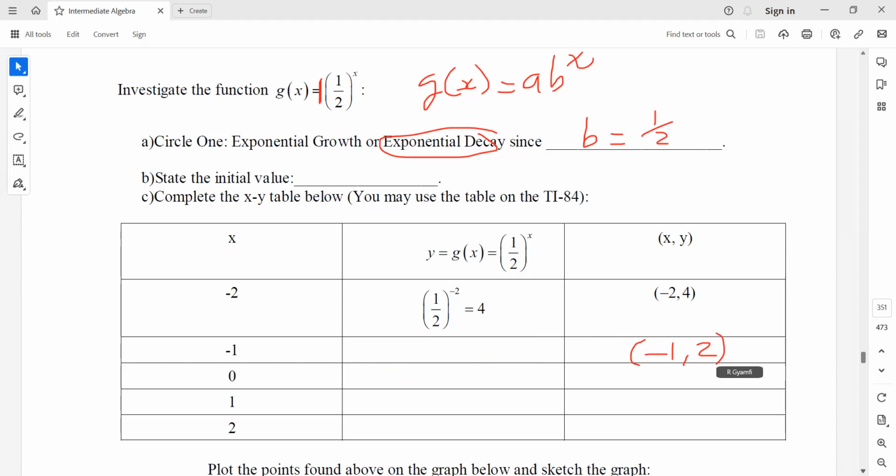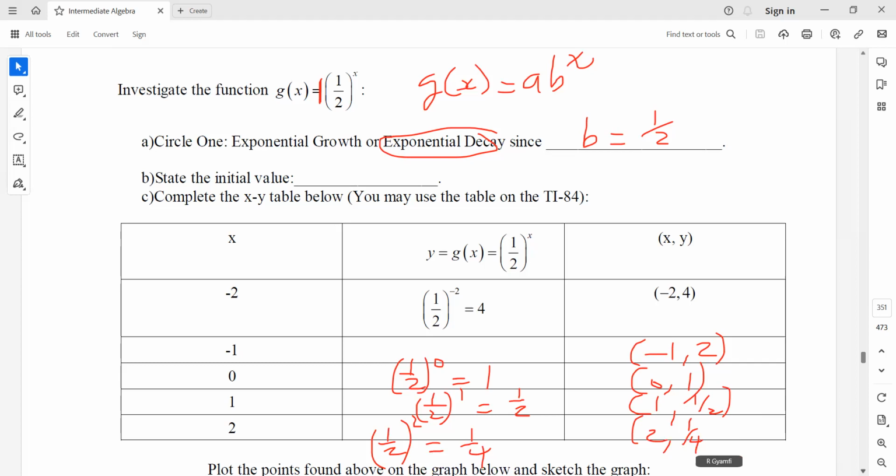Now, what about when x is 0? So you have 1/2 to the power 0. Any number to the power 0 is 1. So that is a simpler one. Now, what about 1/2 to the power 1? That is also another simple one. It's going to be the same thing. So 1, then 1/2 or 0.5. Then what about 2? You have 1 over 2 to the power 2, 1 over 4. So you have 2, 1 over 4. That's about it, okay?